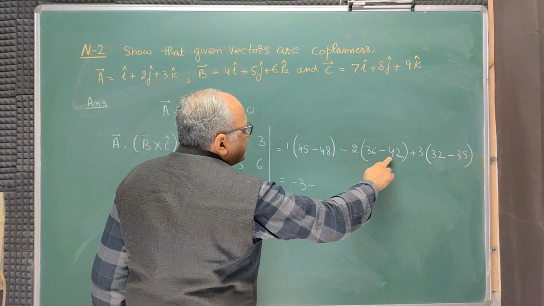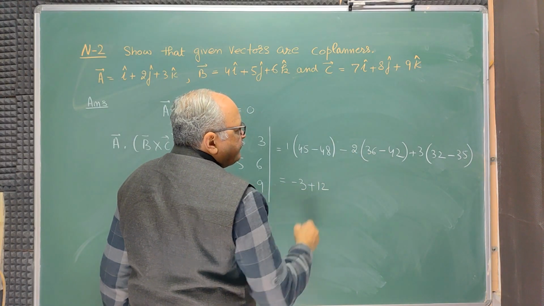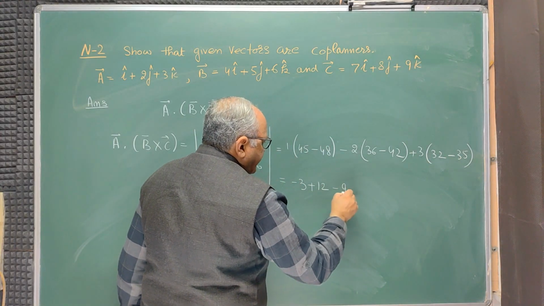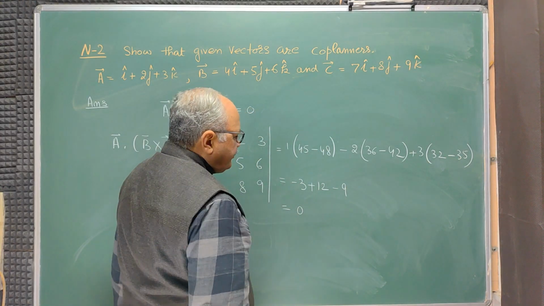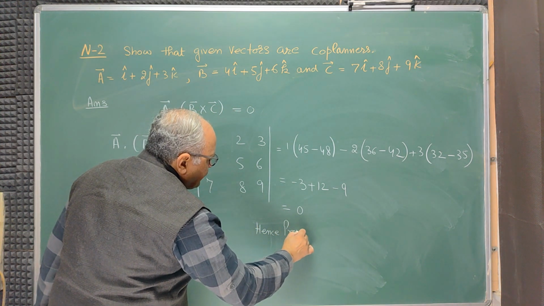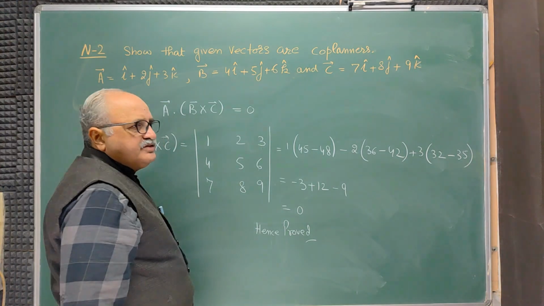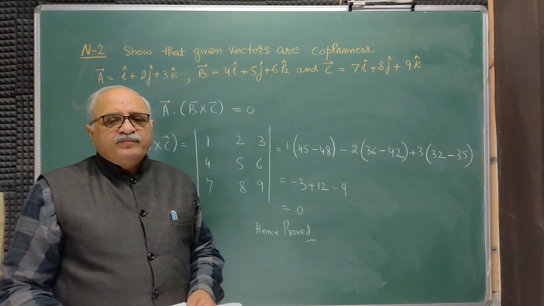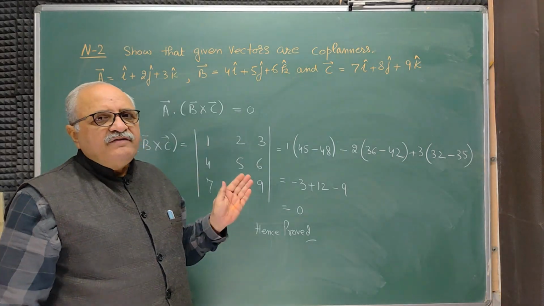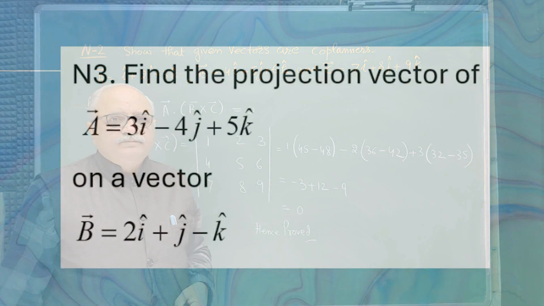So this comes out to be minus 3, minus 2, and this is giving you 6 plus 12, and this then will give you minus 3 into 3, that is minus 9, and obviously it comes out to be 0. Hence proved that the given three vectors are coplanar. So this is the scalar triple product which tells you whether the vectors are coplanar or not.